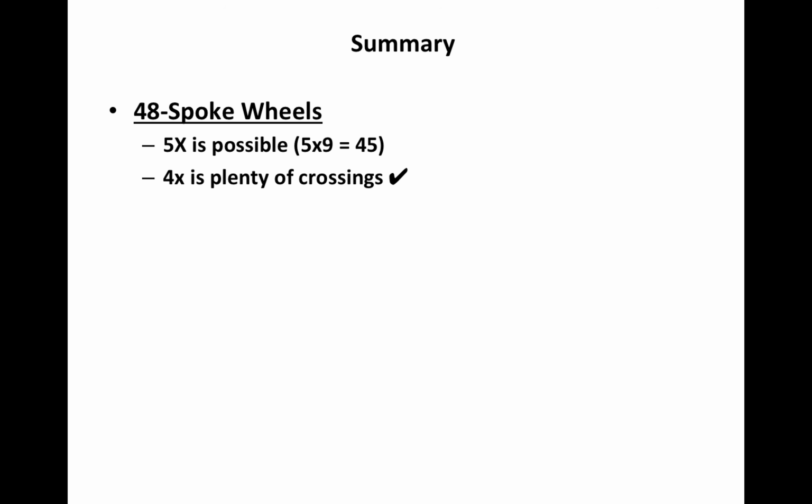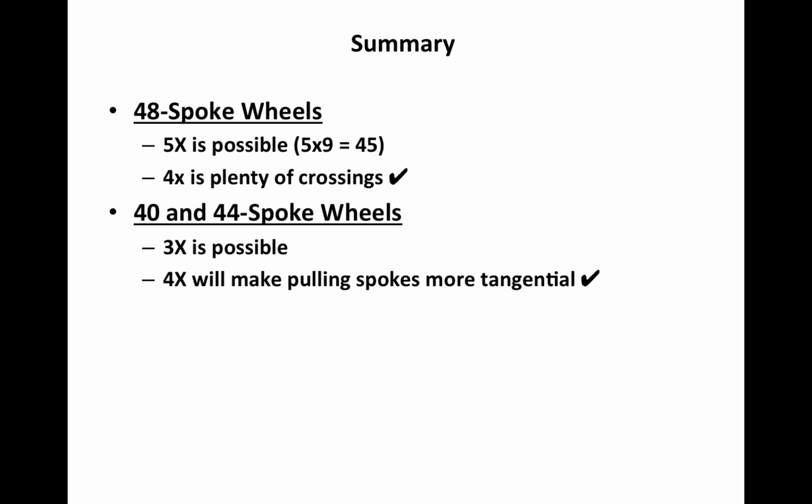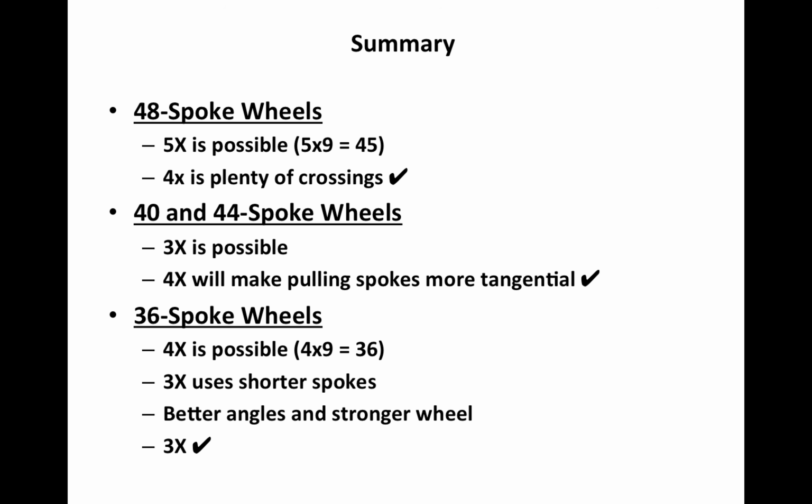Just to summarize some of this, if you want to make a 48-spoke wheel, you could do a 5-cross because 5 times 9 is 45, but 4 crosses is plenty. You don't really need to do a 5-cross. If I have 40 to 44 spokes, I could do a 3-cross, but I'm going to stick with my 4-cross here because 4 crosses will make the pulling spokes more tangential than 3 would.